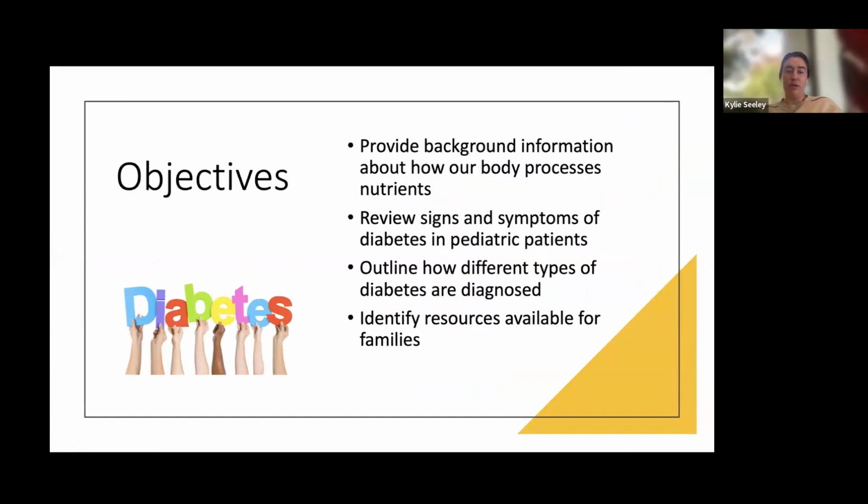We have several objectives today. We want to provide you with some background information, and we're going to start broad. We'll start with how our body processes nutrients, then talk about signs and symptoms of diabetes in children, and the different types of diabetes. Finally, we'll identify resources available for families with children with type 1 diabetes.